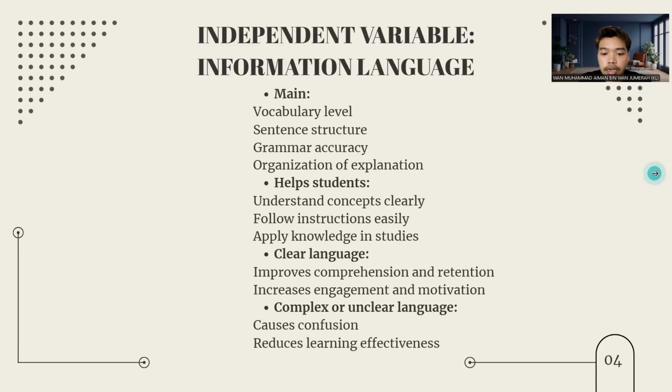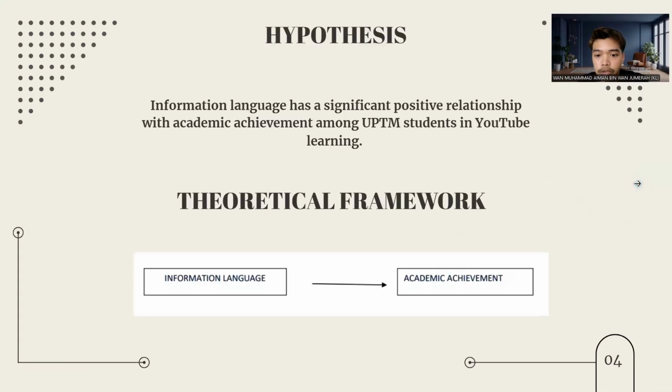So we move to the hypothesis and theoretical framework. For the hypothesis, information language has a significant positive relationship with academic achievement among UPTM students in YouTube learning. As you can see, the theoretical framework, on the left side, is the independent variable, which is information language. And on the other side, which is the DV, the academic achievement.